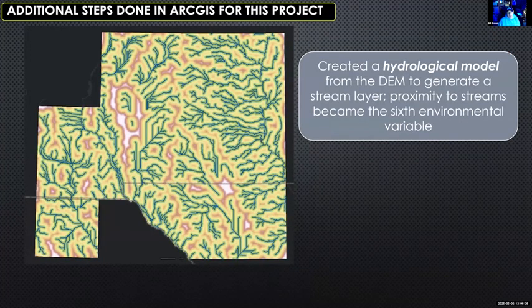When I resumed work on the project, I decided I needed a proximity to streams layer, because in a desert, location to streams is probably going to be a critical factor in determining site location. So I took the DEM that I stitched together, and I applied the fill tool, flow accumulation and flow direction, and proximity to streams became the sixth environmental variable.